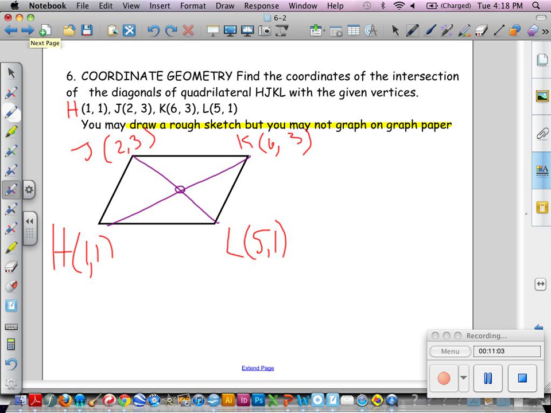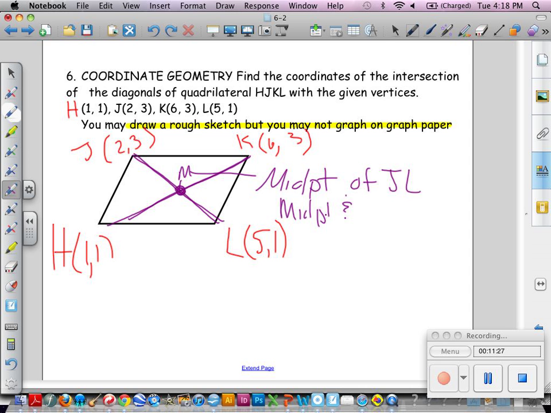All right. I need to draw my diagonals in here. I need to find the intersection point. Remember, the diagonals intersect and are bisecting. That would be a midpoint, people. Midpoint. It is the midpoint of JL and the midpoint of HK. Do you know the midpoint formula? Correct. To find the midpoint, add the x's, divide by 2, add the y's, and divide by 2.